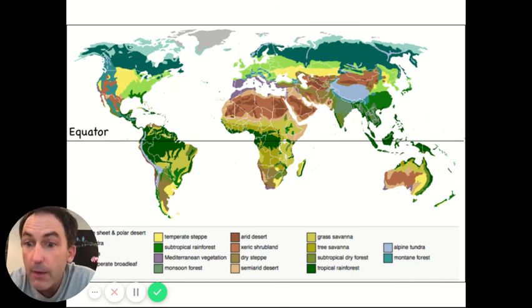They are defined by, as we just discussed, primarily when precipitation falls during the course of the year, how much, and what are the general temperatures.